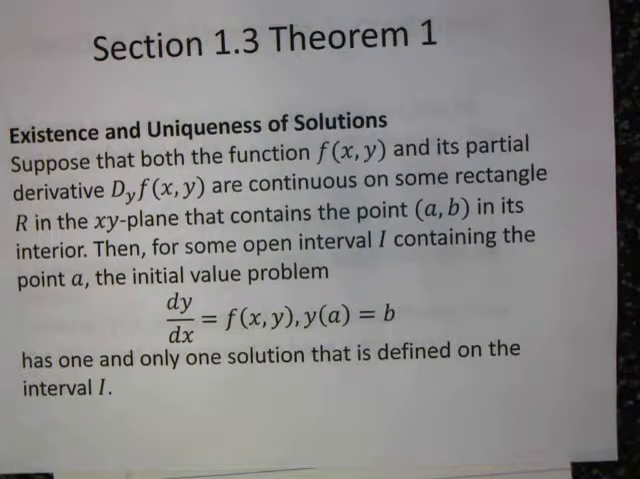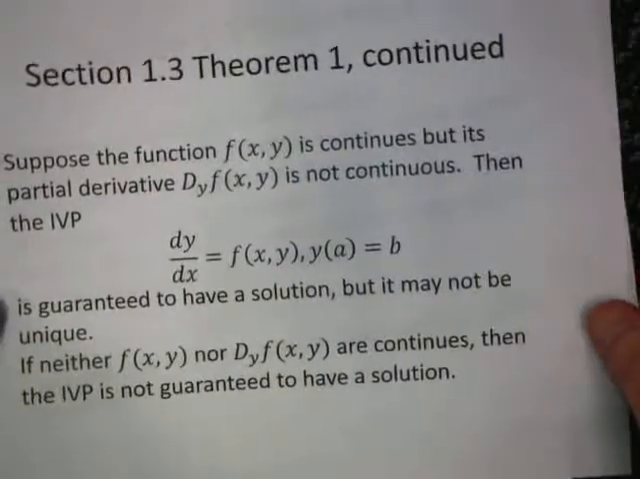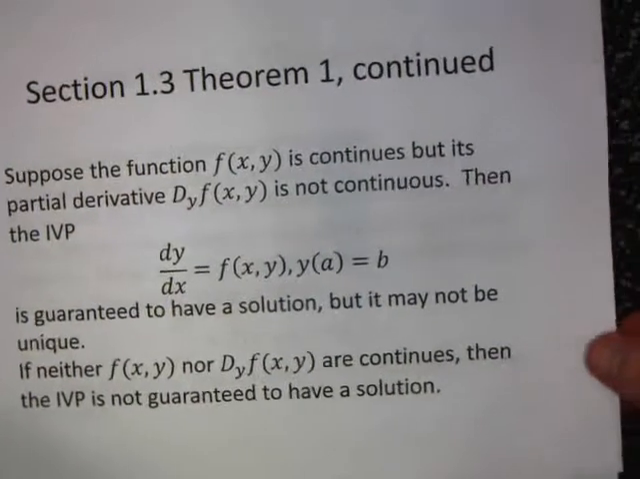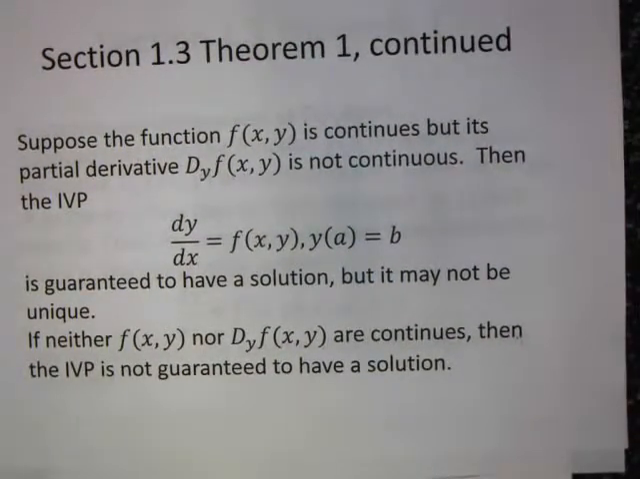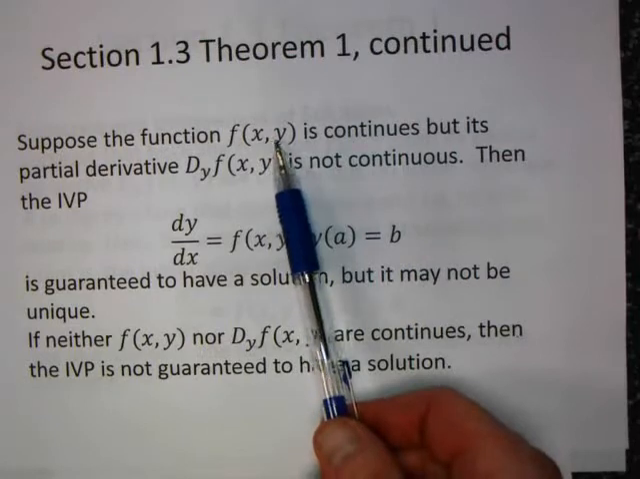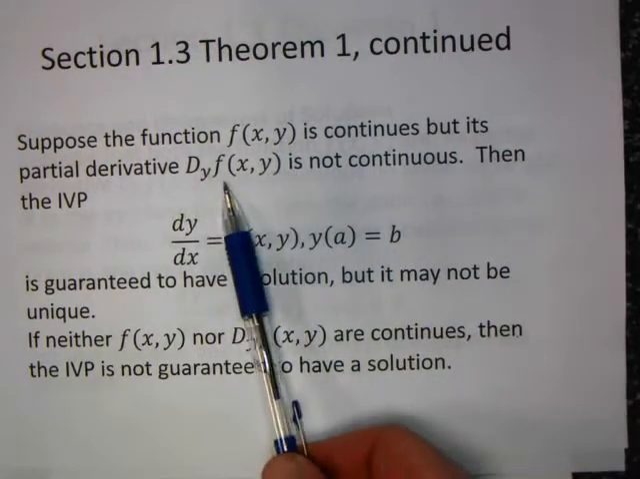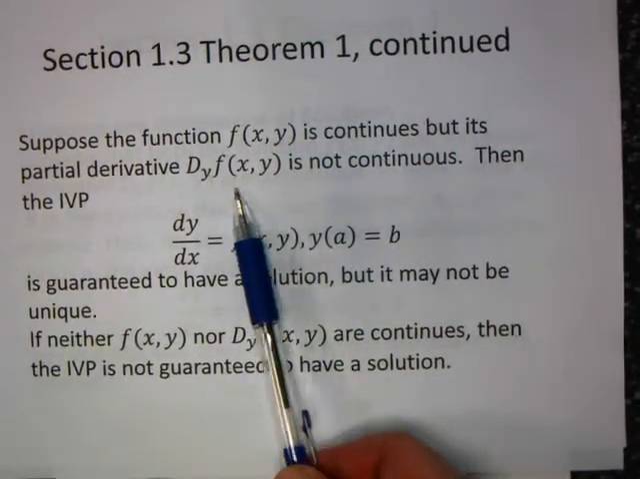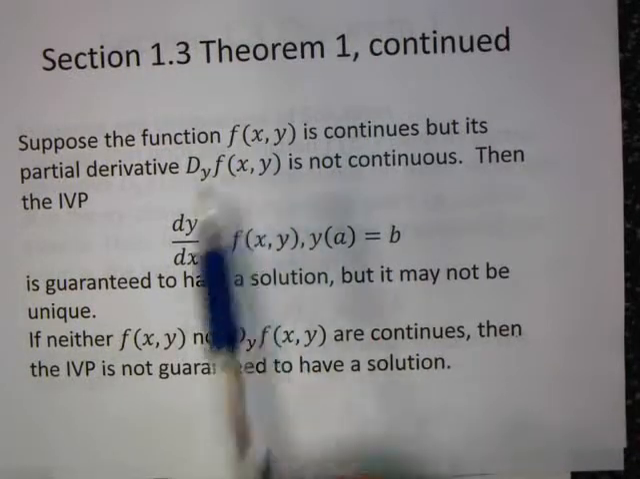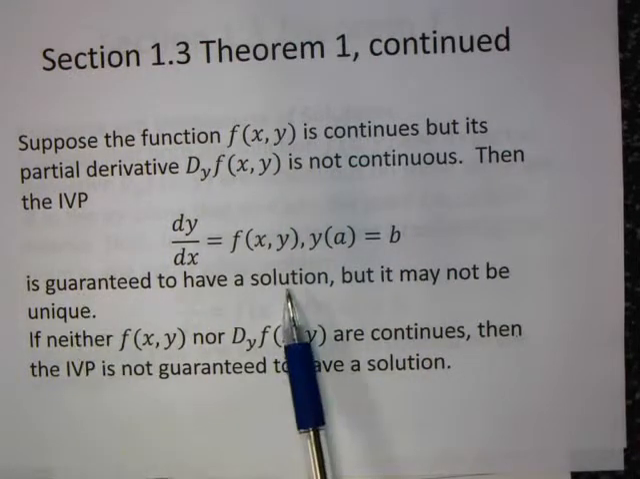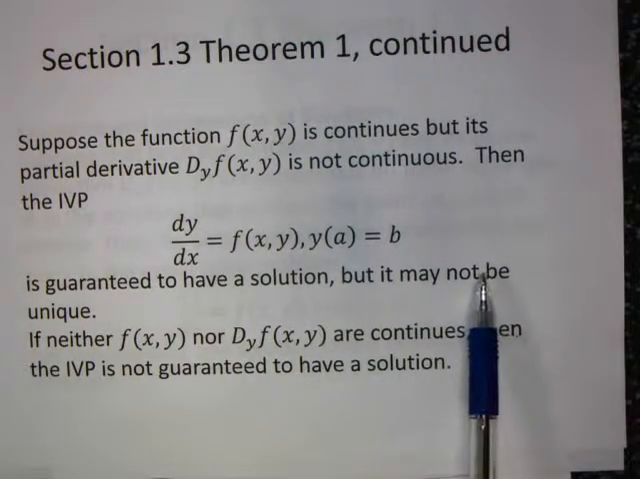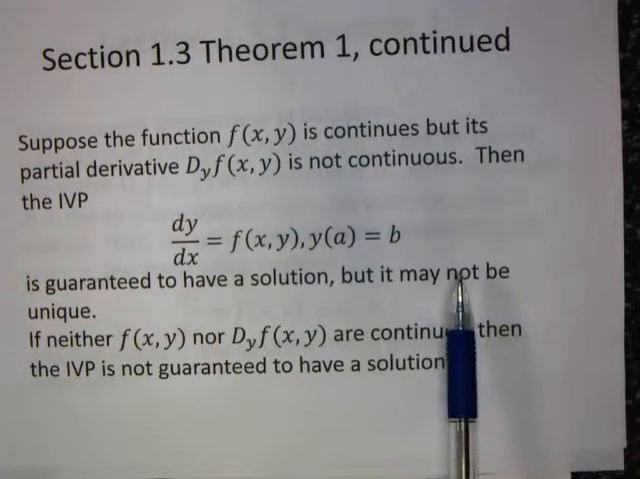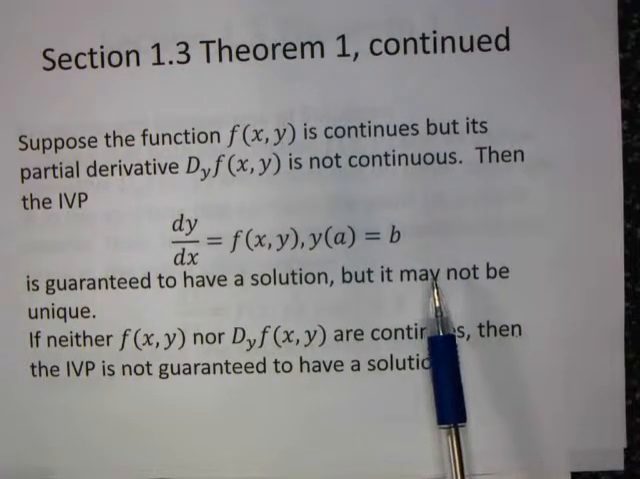Well, what happens if those things aren't true, though? Well, the theorem continues, you see. It goes on to say, assume that the original function is continuous, but its derivative is not. If the original function is continuous, but its derivative is not, then you're guaranteed to have at least one solution, but it might not be unique, which means you may have more than one solution. You might have lots and lots of solutions.